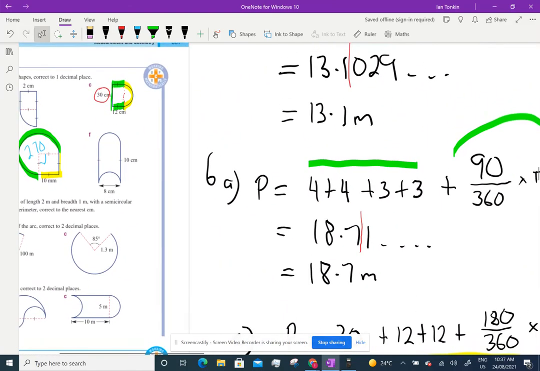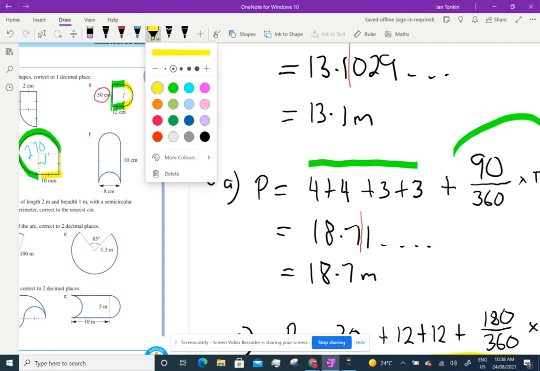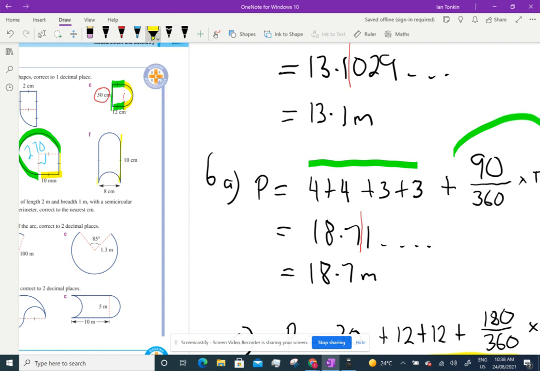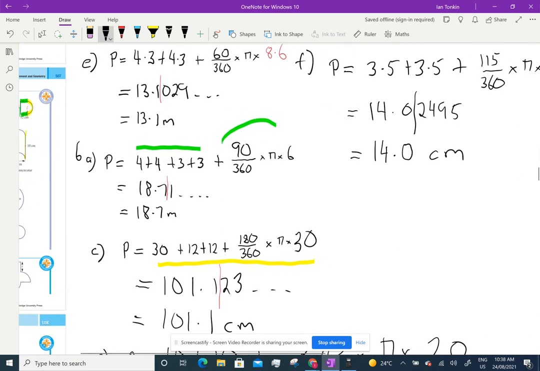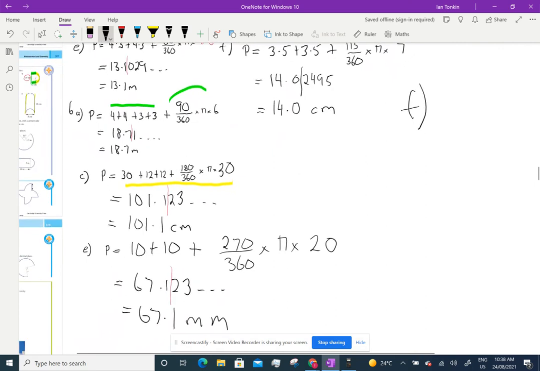Okay. This looks tricky, but it's really quite easy. So what have I got? Let's have a look. First of all, my straight bits. Well, I've got this straight bit here and this straight bit here. They're both 10. Easy. Let's get them out of the way first. So F, my perimeter equals 10 plus 10.